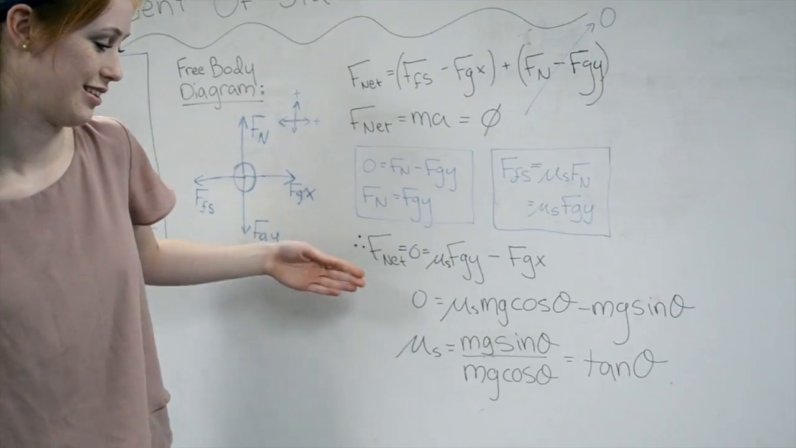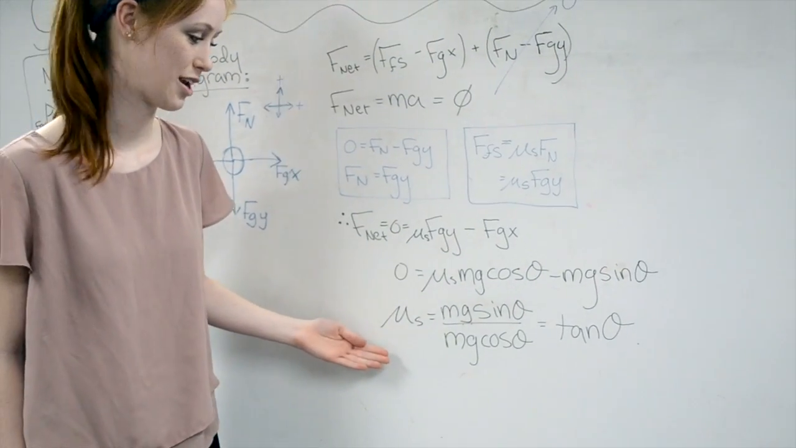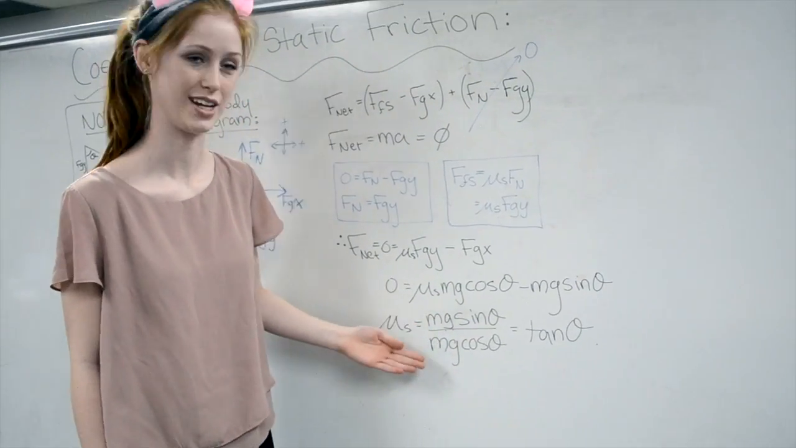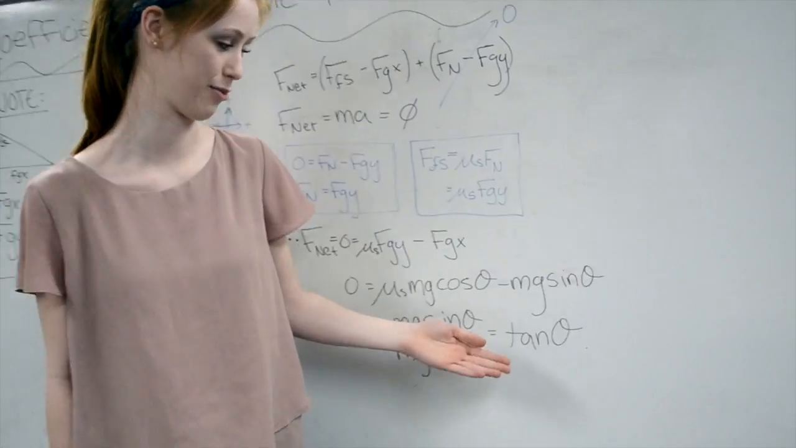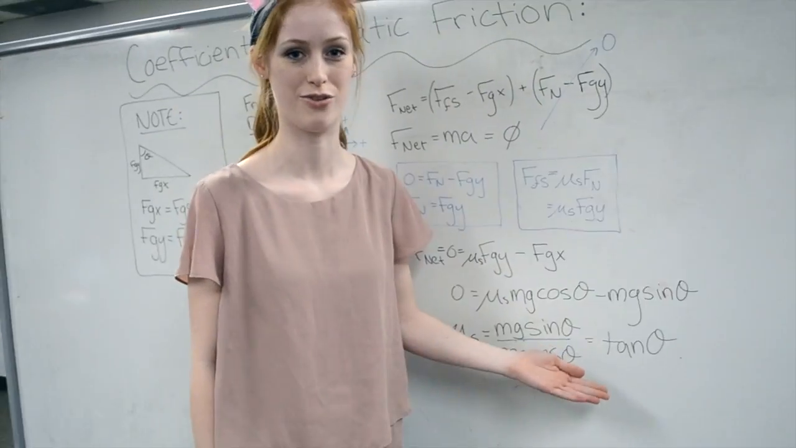So that leaves us with the coefficient of static friction equaling mg sin theta over mg cos theta. Naturally, the mass cancels out, and that leaves us with tan theta. Thus, the mass does not affect the coefficient of static friction.